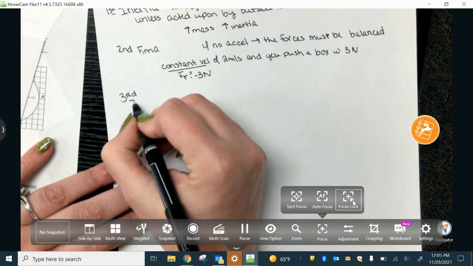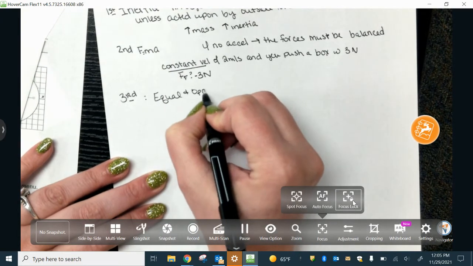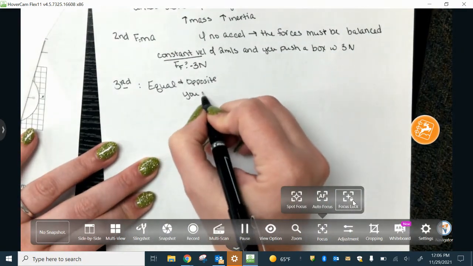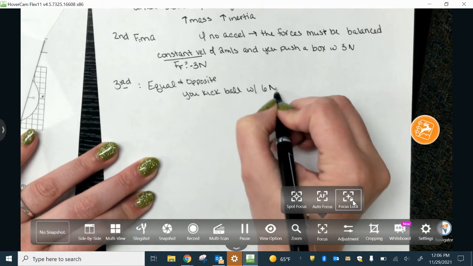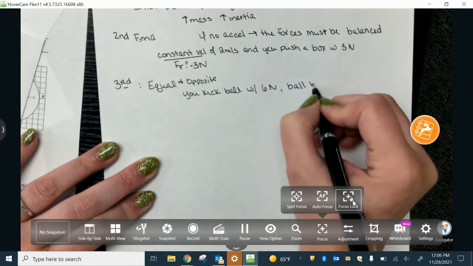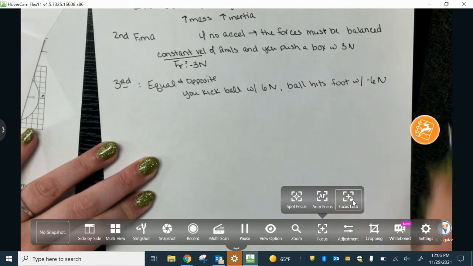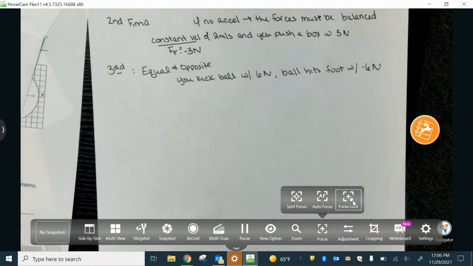Newton's third law is equal and opposite. You kick a ball with 6 newtons, the ball hits your foot with negative 6 newtons, equal and opposite. Now, that ball is going to fly off if you kick it with 6 newtons of force. It's because it's going to have a lighter mass. It can move quicker. It takes a greater force for you to move.